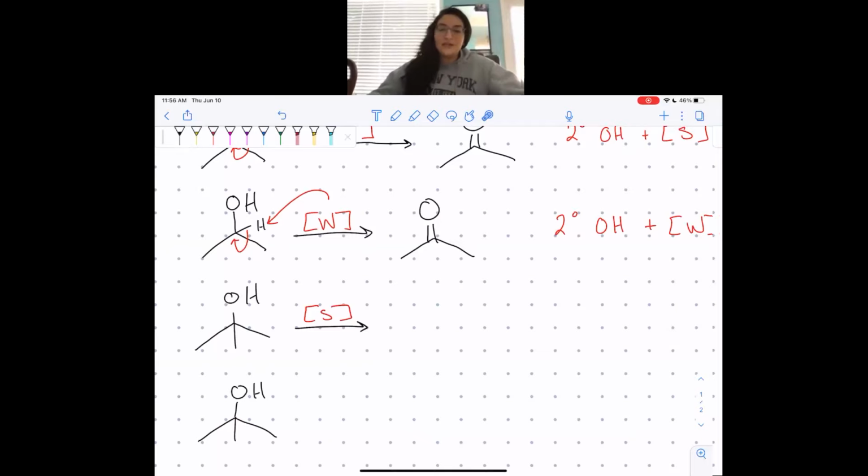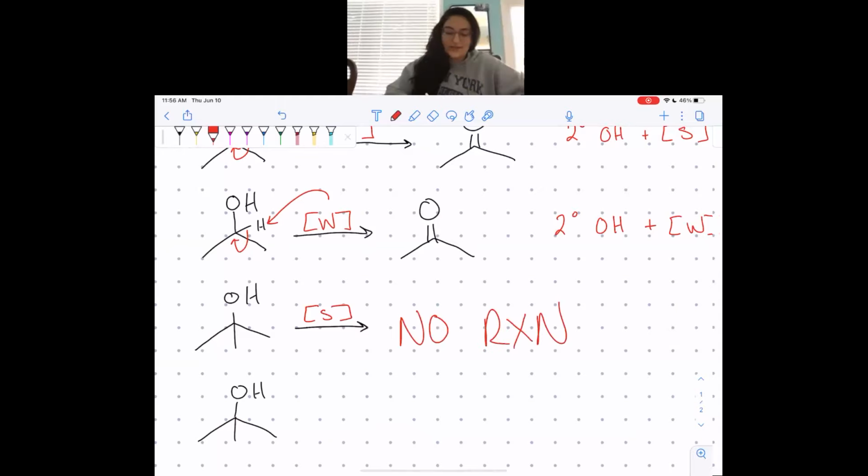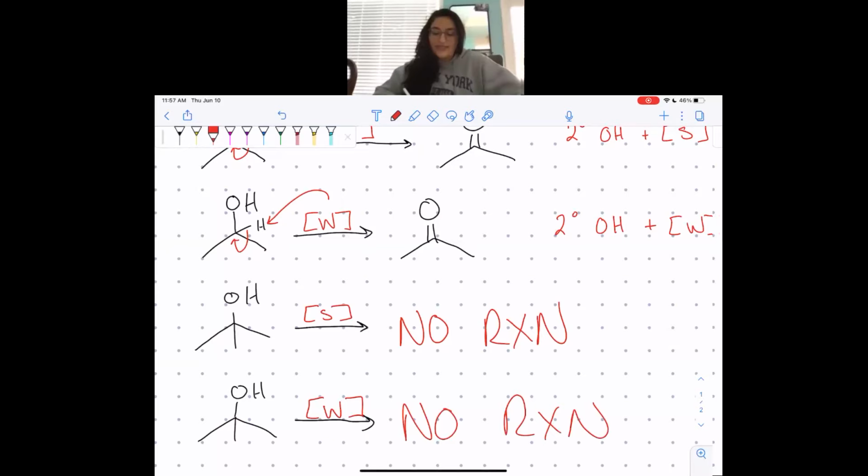The only thing here is if we stole this hydrogen, we can't make a double bond because this carbon is at capacity, right? So in reality, stealing that hydrogen won't do anything. So is there any way? First one's no reaction, right? The tertiary ones is no reaction. Yeah, I forgot that part. Exactly. So the tertiary alcohol in this class can never be oxidized. Because in order to do an oxidation, you need to have a hydrogen on this carbon.